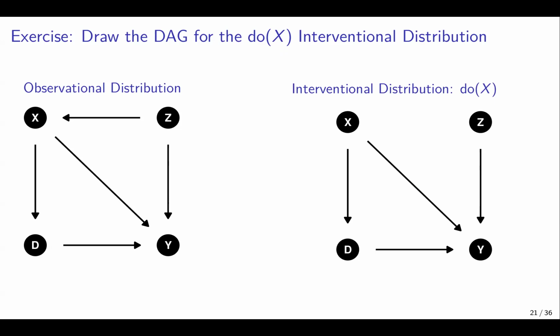All right, so in this case, all we've got to do is remove the one backdoor, remove the one edge pointing into X, and there it is. So on the right-hand side, we have the do X interventional distribution. And a few slides back, I mentioned that it's perfectly possible to have more than one path from a treatment to the outcome. This interventional distribution on the right definitely has that. You can see that X has a direct causal effect on Y, and it also has a causal effect on Y that operates through D.